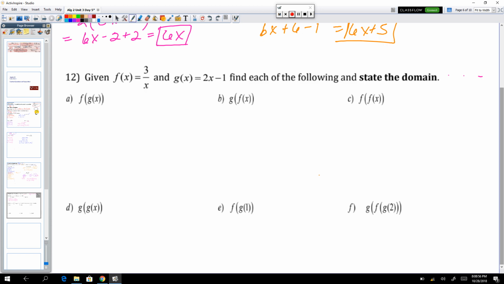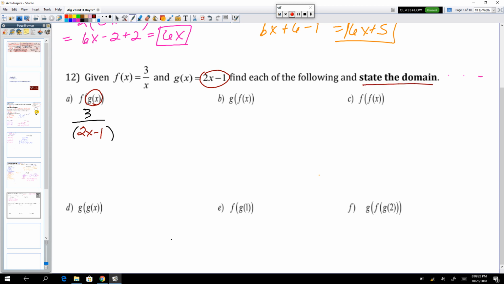Alright, let's take a look at question 12, which has different functions. Once again, for part A, we're taking the g function and putting it into the f function. So if the f function is 3 over x, and x in this case is the entire g function, we're inputting the g function into the f function. This is what the final is for f of g of x. There's really not much you can do to simplify this. This is what it is.